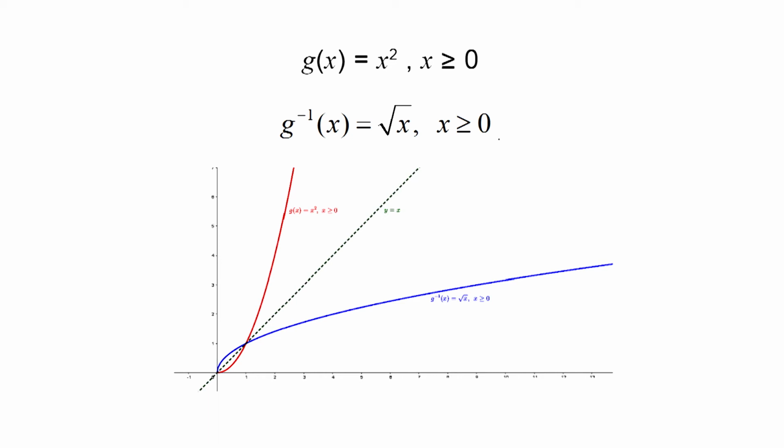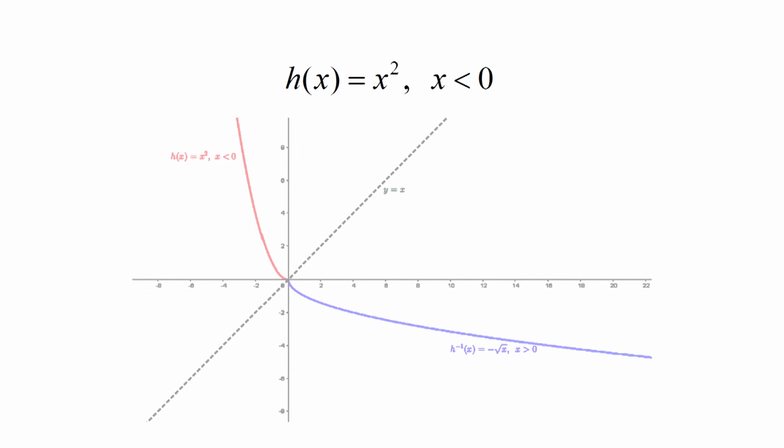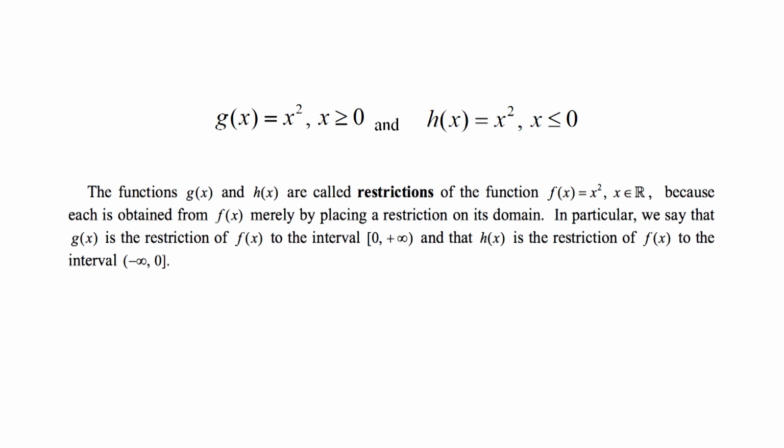If we restrict the domain of the function to the set S of negative real numbers, then h(x) equals x squared with x less than 0 is invertible as its graph passes the horizontal line test. Its inverse is obtained as follows: y equals x squared with x less than 0 implies minus x equals y to the power 1/2 with y greater than 0, implies x equals minus y to the power 1/2 with y greater than 0. Hence, the inverse function is given by h inverse of x equals minus square root of x with x greater than 0.